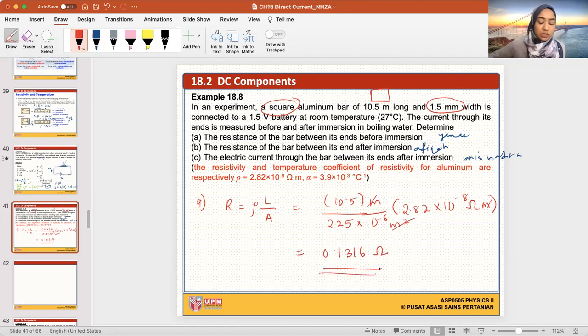Is that what everyone got? Did you use this equation? Yes. Okay, Haikal got it too.